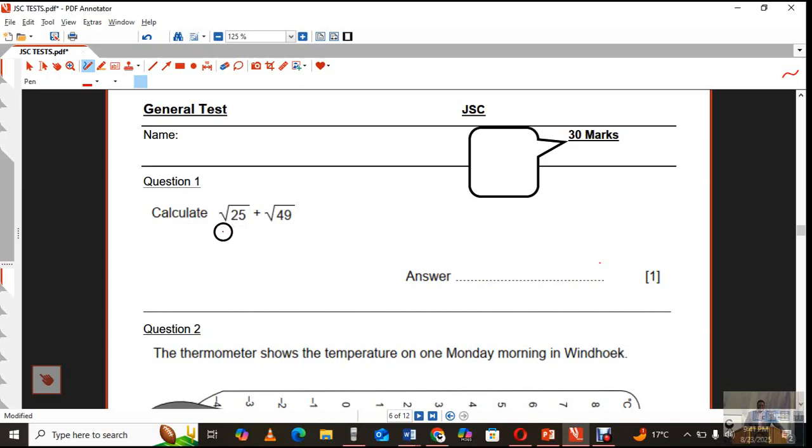Here you are asked, for 1 mark, to calculate the square root of 25, which is 5, plus the square root of 49, which is 7, and then you give your answer, which is 12.